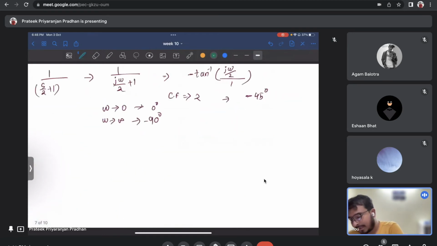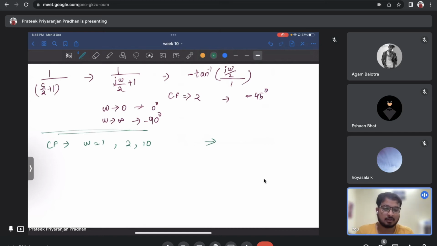Okay, also you can verify, the corner frequencies are omega equal to 1, 2 and 10. When you are in exams, like in your college exams, if the question is asked, you will be provided with a graph sheet, a logarithmic graph sheet, and you need to plot this.